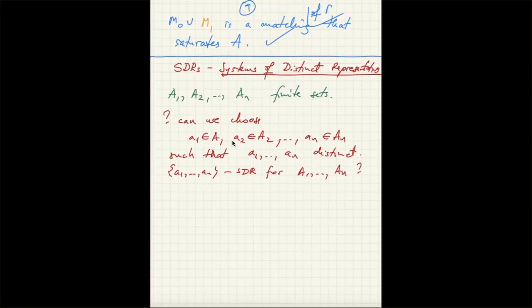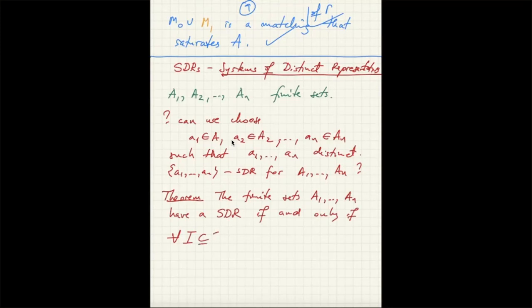And it turns out that here's the theorem: the finite sets A1, A2, ..., AN have a system of distinct representatives, an SDR, if and only if for any subset of indices I from the set {1, ..., N}, if you take the union over all i in I of the sets Ai, so not the sum of the cardinalities, the cardinality of the union is greater than or equal to the cardinality of the set I.